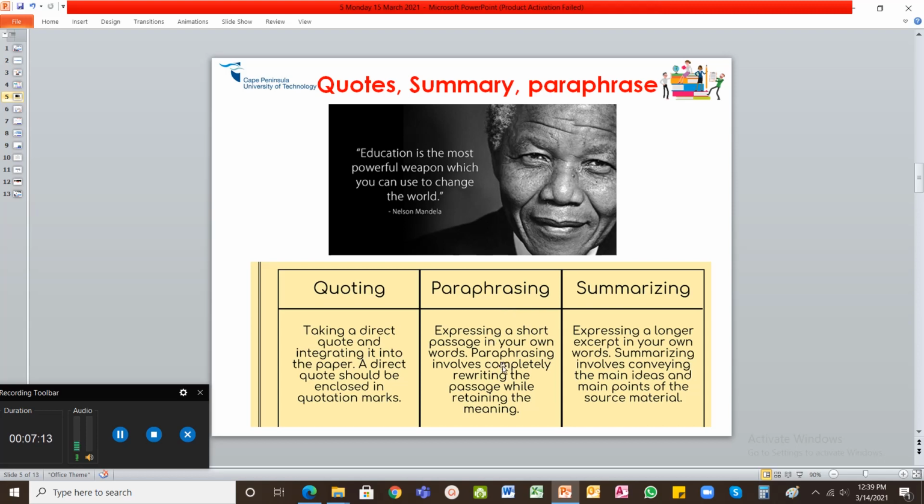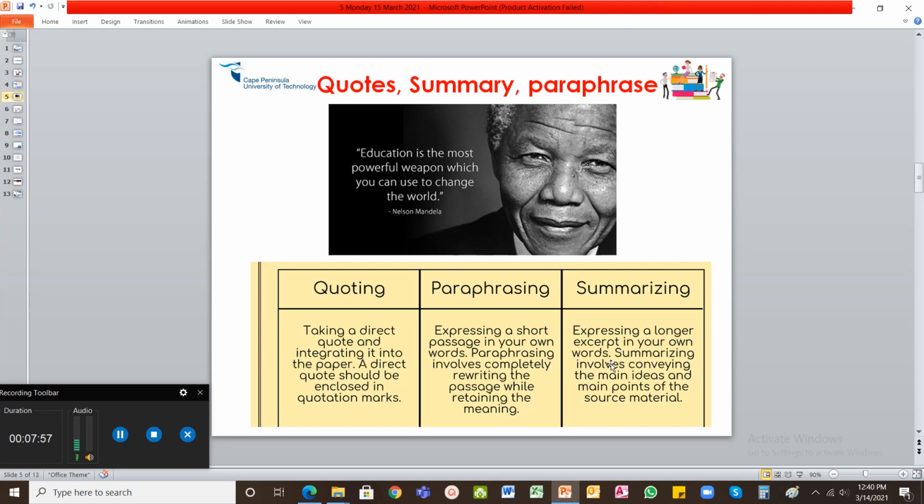Now, a paraphrase is when you are expressing a short passage in your own words. So if you use this quotation over here and you don't wish to give the direct words that Mandela has used, you could paraphrase this and change the order of the words but not lose its meaning. So paraphrasing involves completely rewriting the passage while keeping the meaning. So even though you change the words, you are still bringing across the exact same meaning that Nelson Mandela did regarding education.